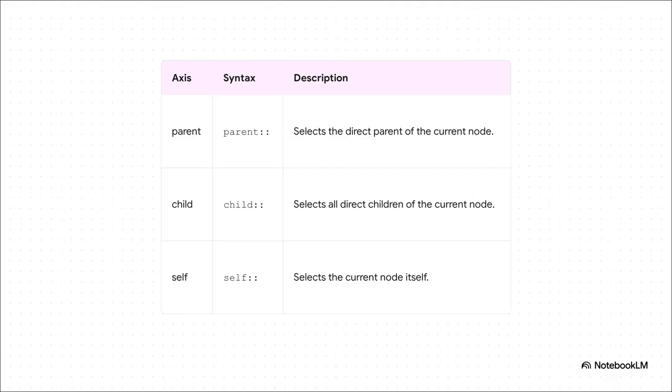So for today, we're going to focus on these three core axes. The syntax is really simple. It's just the axis name, two colons, and then the tag name you're looking for. So parent:: goes up one level, child:: goes down one level to find all the kids, and self::, well, that's a handy way to just confirm you're on the element you think you're on.